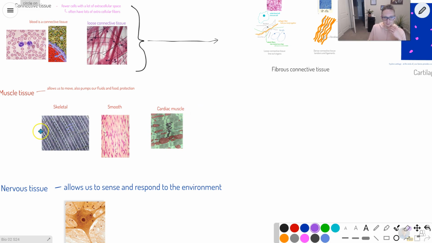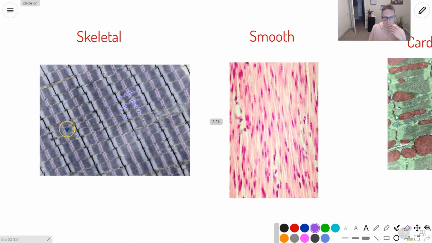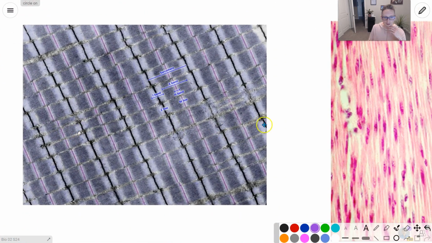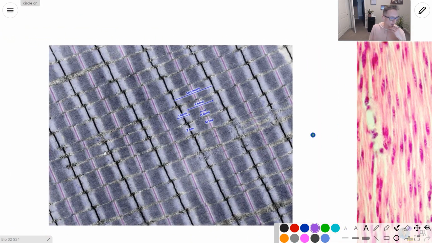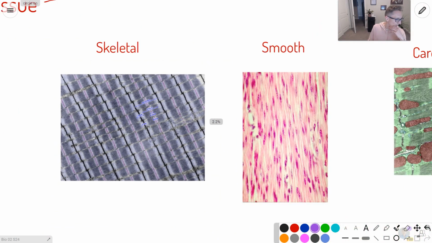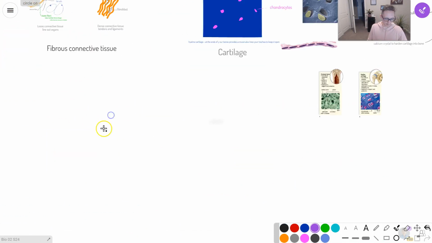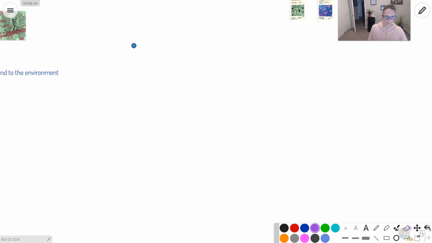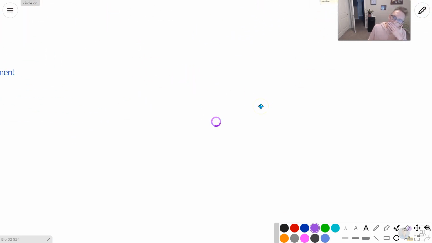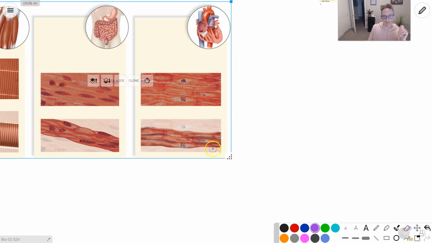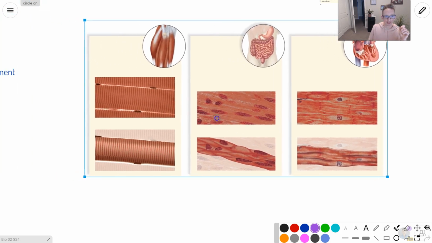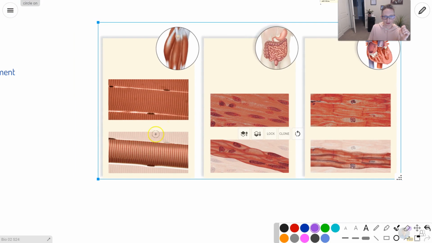So skeletal. If we look at skeletal, a zoomed in view of it, way into a muscle fiber. Let me pull up a picture. Okay, so these are our basic muscle fibers here. This is a skeletal, this is smooth, and this is cardiac.